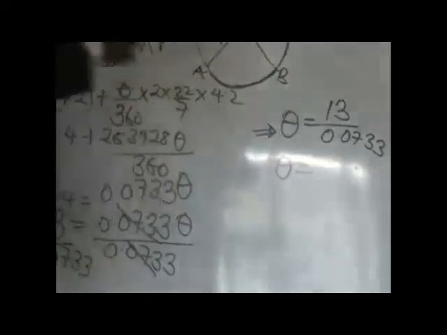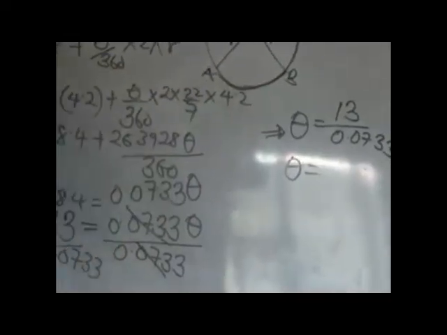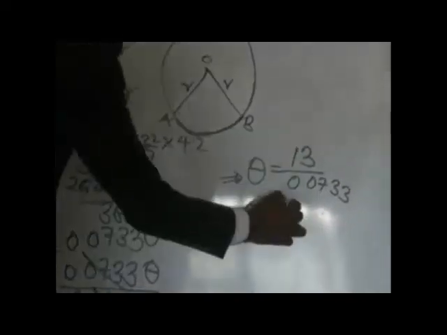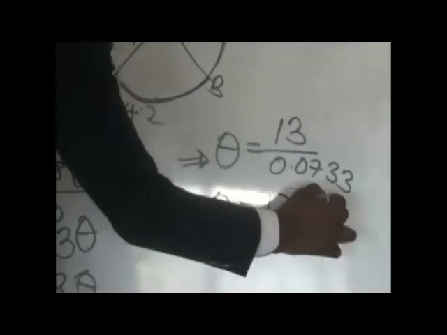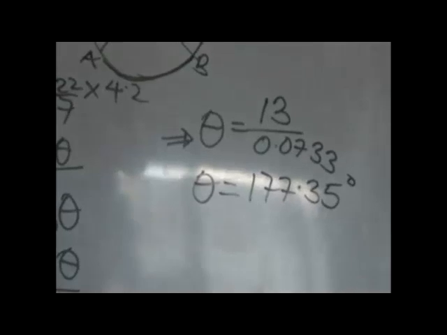You press your calculator, 13 divided by 0.0733, and it will give you 177.35 degrees. So now the question states we should give our answer to the nearest degree.